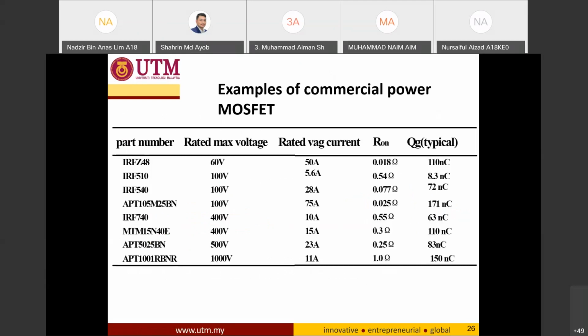And this is what we call a variant of the MOSFET. You can have the IRFZ48. So this is the rating and so on. This R on actually refers to the RDS on. So depending on your applications, you need to select a suitable MOSFET based on your circuit.